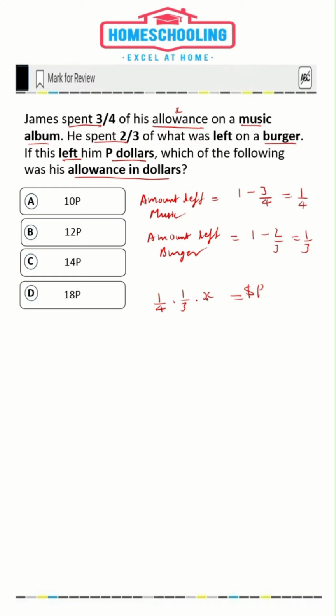So now from this, we can find the value of the total allowance X. So X divided by 12 is equal to P. So X is 12P. So the total allowance X is 12P. So option B is your correct answer.